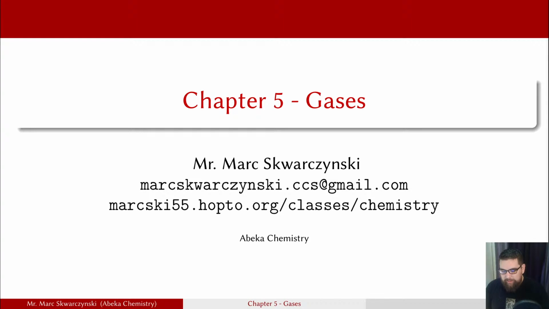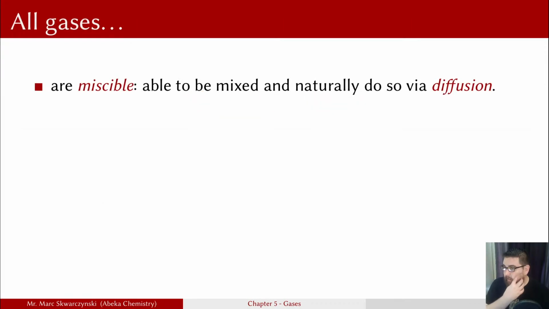But we're in Chapter 5. We're talking about gases today. And as we look at this, many properties of gases are familiar to you from everyday experience, whether you realize it or not. The air we breathe is a homogeneous mixture of gases, consisting primarily of nitrogen and oxygen. All gases are completely miscible, which means they are able to be mixed, and they actually do naturally do so via diffusion. Okay, so all gases are miscible. Again, that means able to be mixed and naturally do so via diffusion.